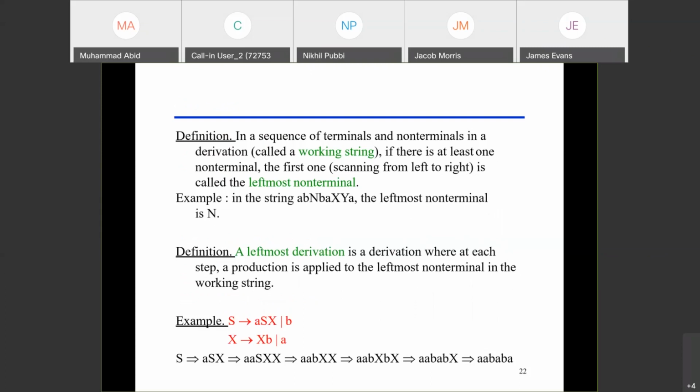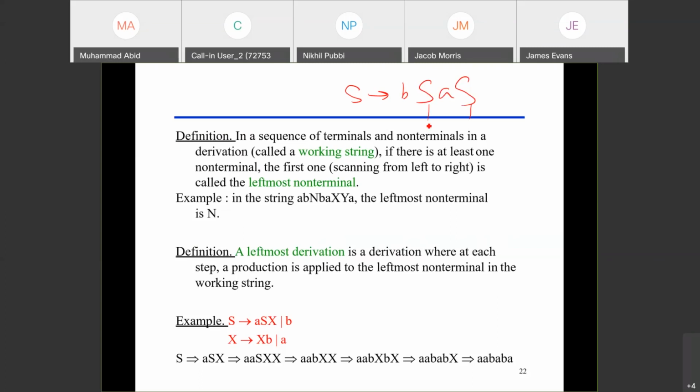It says that in a sequence of terminals and non-terminals in a derivation, called a working string, if there is at least one non-terminal, the first one scanning from left to right is called the leftmost non-terminal. You saw that in the previous chapter: when you derive some word, you start from the start production rule and replace S with something, and then you have no idea in the next step whether you should replace this non-terminal or that non-terminal.